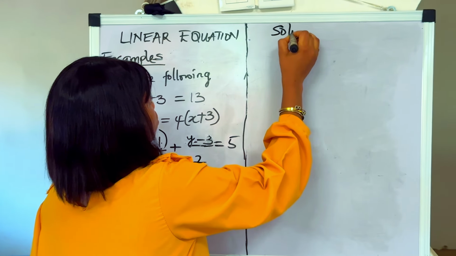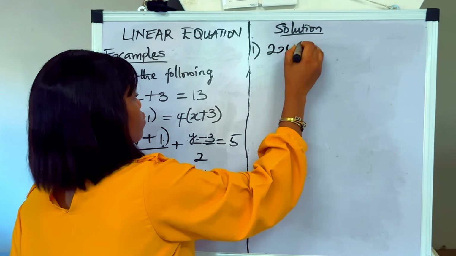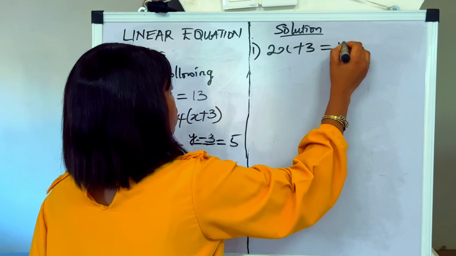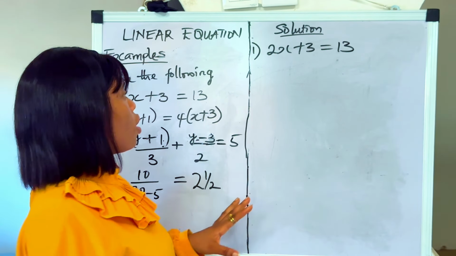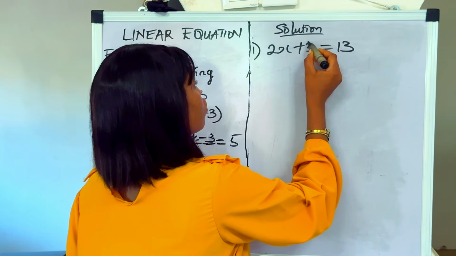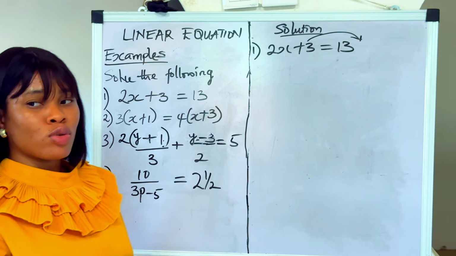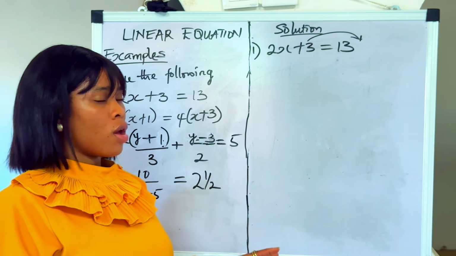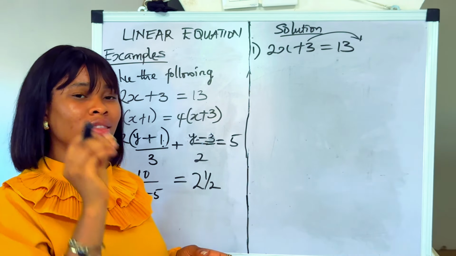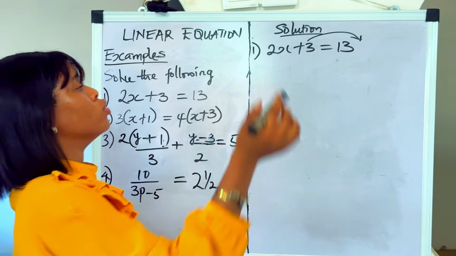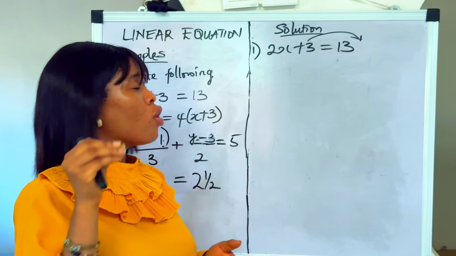Now, to solve this, we have number 1, I have 2x plus 3 equals 13. To solve this, it's very easy. First, we have to move plus 3 over to the other side. Whenever you are given an equation and you are asked to solve, they are indirectly asking you to find the value of the unknown. And what's the unknown here in this equation? The unknown here is x. So it means we have to look for the value of x.